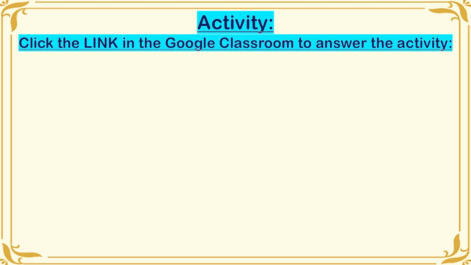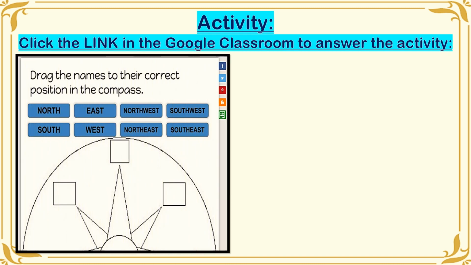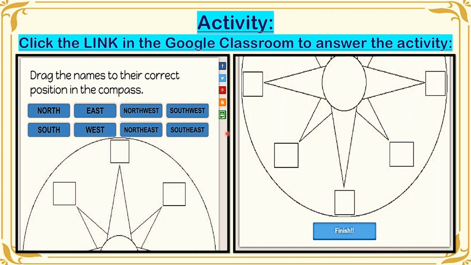So class, for your activity, just click the link in the Google Classroom to answer the activity, and it looks like this. Drag the names to their correct position in the compass. So you have to drag north, south, east, west, northwest, northeast, southwest, southeast to the correct position. Click finish, click check my answer, screenshot your score, write your name, and upload it in the Social Studies album in your LINE group. Good luck, everyone!